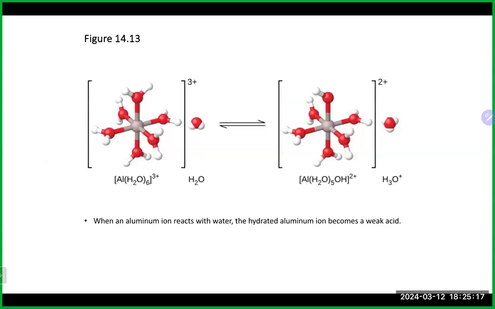Here's a much prettier picture of the aluminum working as an acidic salt. Again, these are all the water molecules attached to the aluminum in the middle. And again, just another water molecule is going to pull off a hydrogen and create that H3O plus.